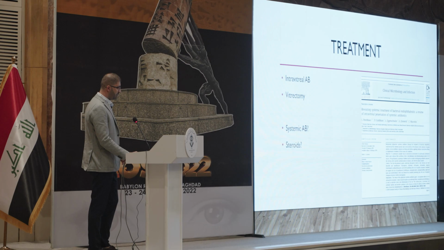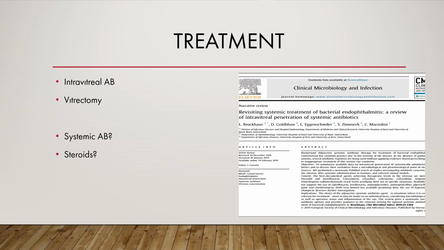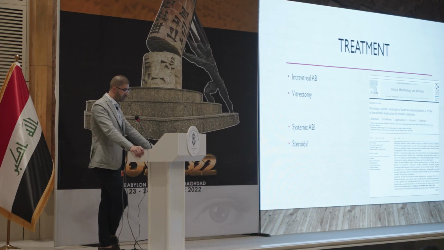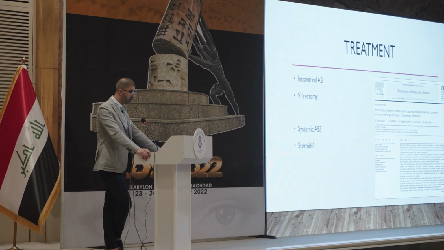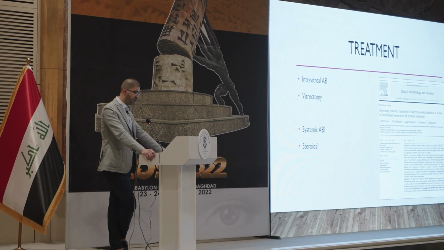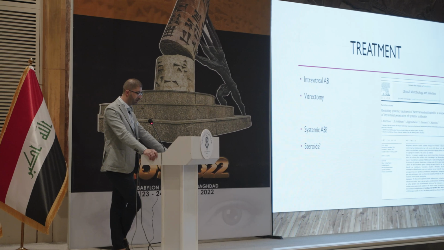We have two different treatment approaches in endophthalmitis. One of them is intravitreal antibiotic, and the second one is vitrectomy. Also, some authorities use systemic antibiotics, but there is no significant evidence about the benefits of these drugs. But there are some studies recommending fluoroquinolones as a helper for systemic therapy.